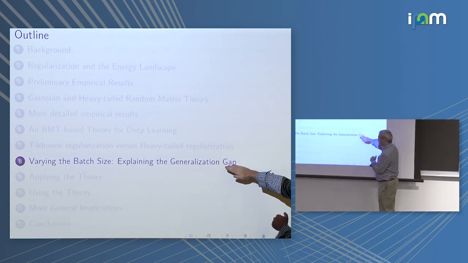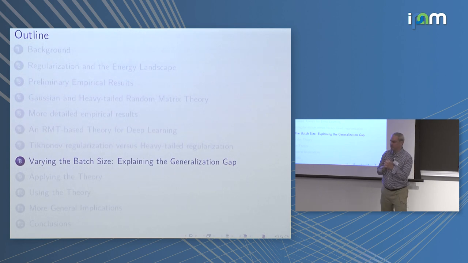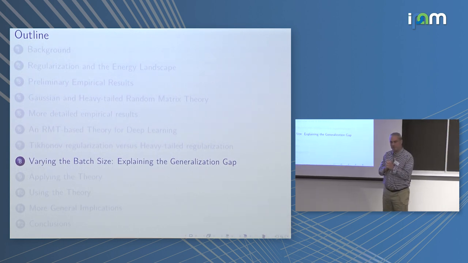Okay, so let me finish up by saying one thing about varying the batch size and one thing about our different use. So, varying the batch size. Batch size is usually thought of as an endogenous computational parameter. It's gotten a lot of interest recently.